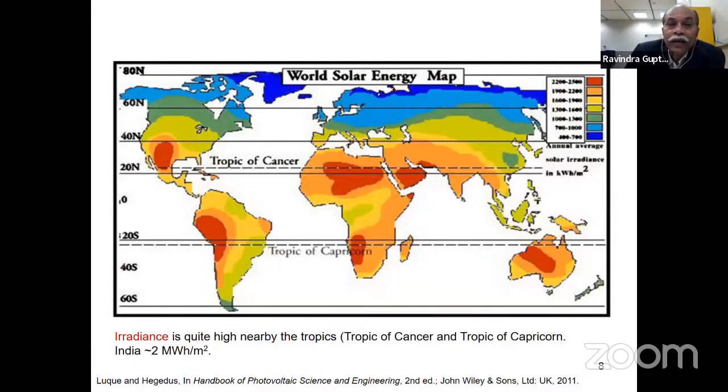And this is the world solar energy map. If we are on the Tropic of Cancer or the Tropic of Capricorn or in between these two, we have very high sunlight irradiance. For example, Saudi Arabia, India, Tunisia, the Sahara Desert, and the USA have so much irradiance. It is about 2 megawatt hour per meter square. It's quite high, so we want to utilize this sunlight irradiance.